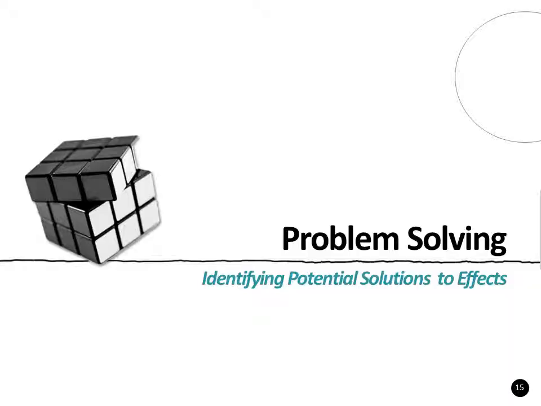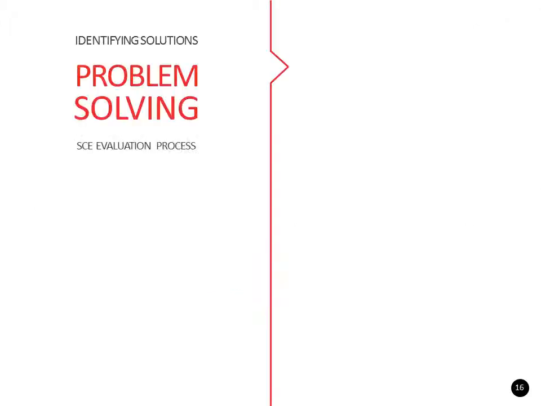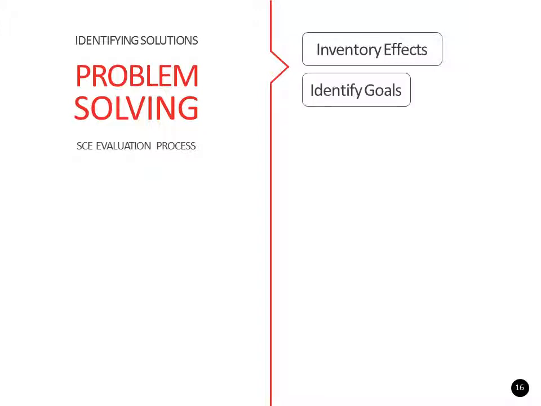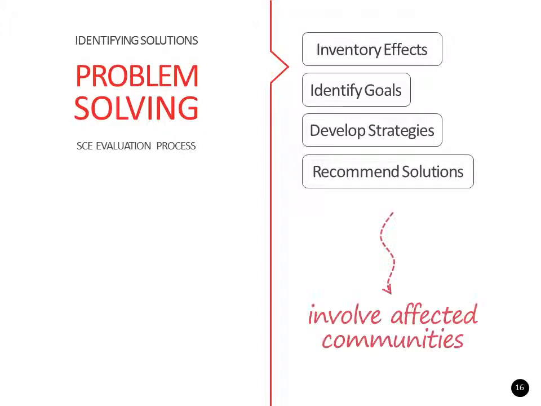Now that we have covered the solution types for addressing the effects of transportation projects, let's move on to the next part of the training. When the sociocultural effects evaluation reveals the potential for negative community effects, we transition from problem identification mode to problem-solving mode. In the sociocultural effects evaluation process, problem-solving can be broken down into 4 actions: inventory effects, identify goals, develop strategies, and recommend solutions in collaboration with affected communities.